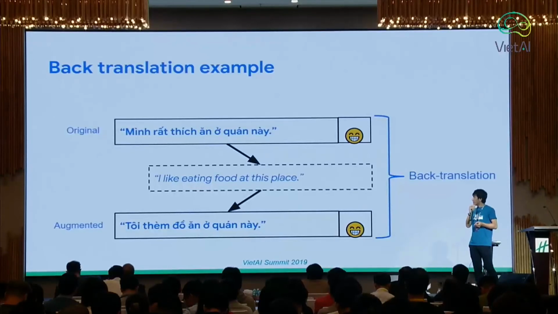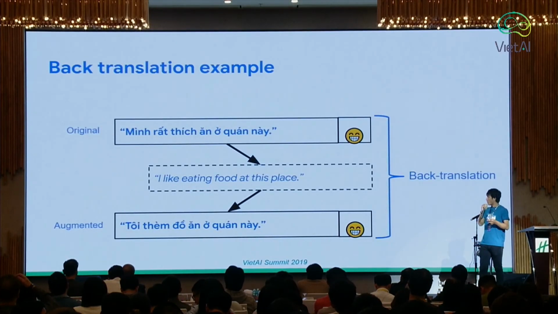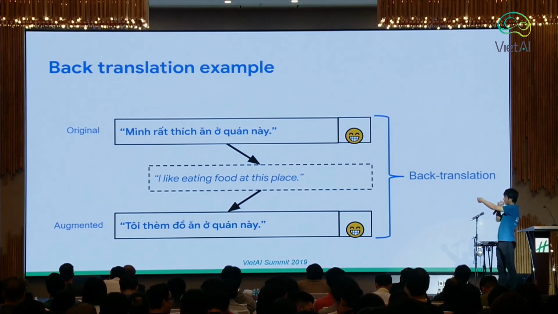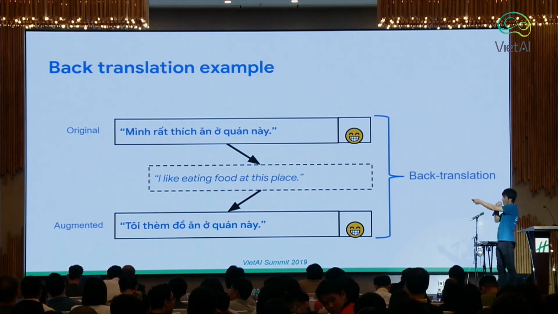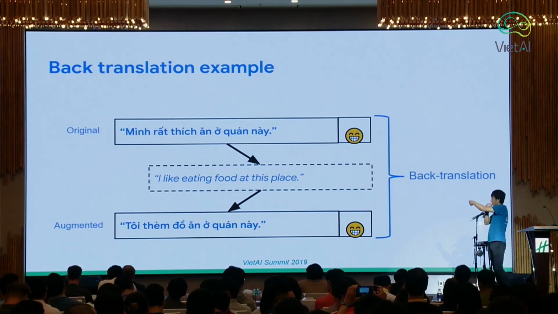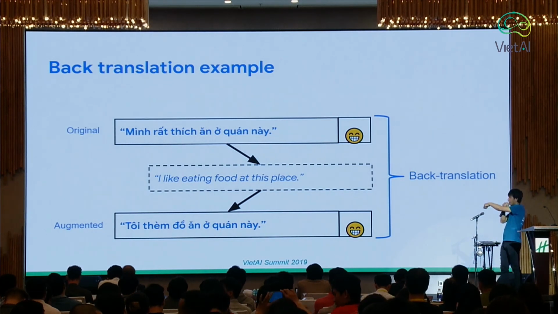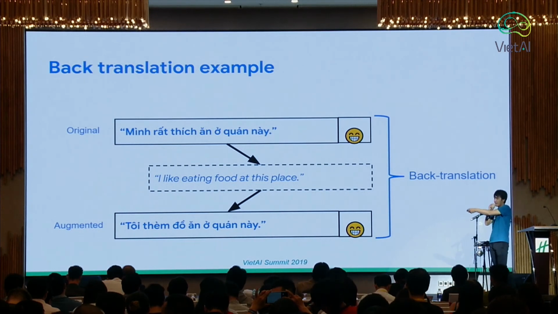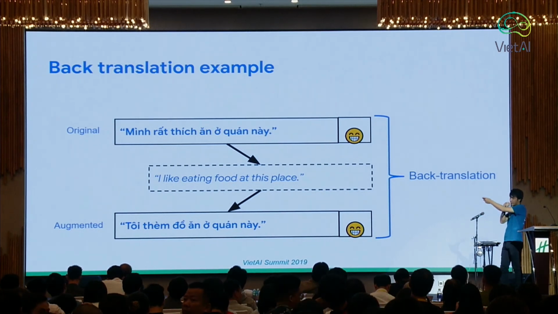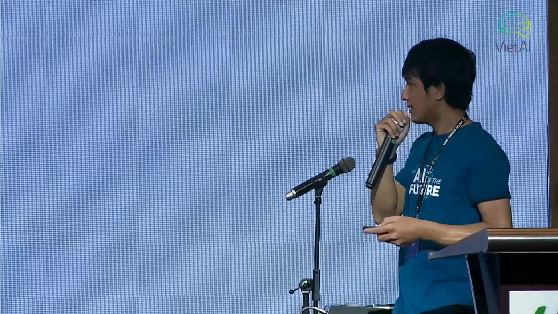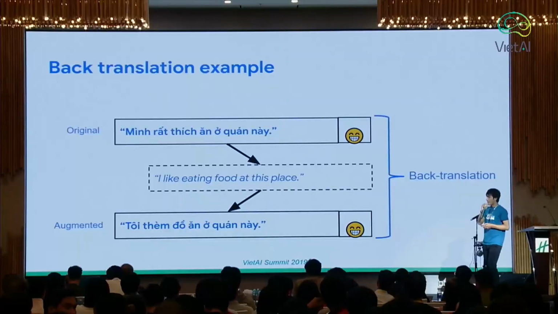So let's choose one sentence as an example for backtranslation. As you can see, the original sentence here, when translated to English, we would have I like eating food at this place, and then we translate back to Vietnamese. So the augmented sentence would be a paraphrase that has the same meaning as the original sentence. And by using backtranslation, we can double the size of the training set, and it's helpful for later training.